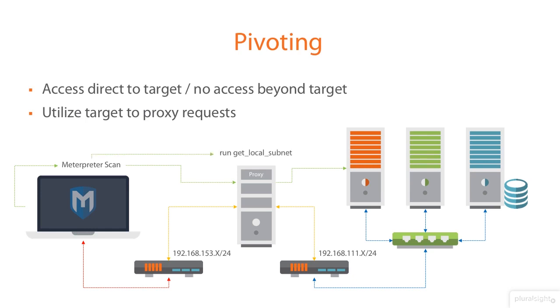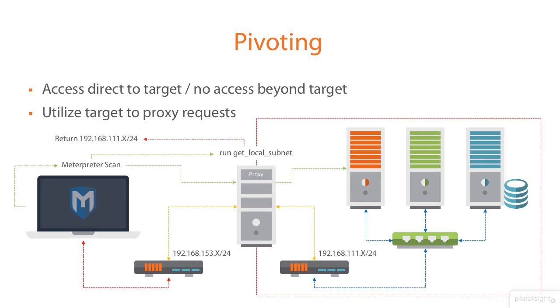So for example, once we have a Meterpreter session to the compromised machine, we can run something called get_local_subnet. And what this will do is run on that compromised machine, looking for the local subnets that local machine has access to. So in reality, what should happen is when we run that command, it should not only return us the 192.168.153, it will return us the 192.168.111 as well, because those are the local subnets that exist beyond what we can see. And that's what pivoting is.